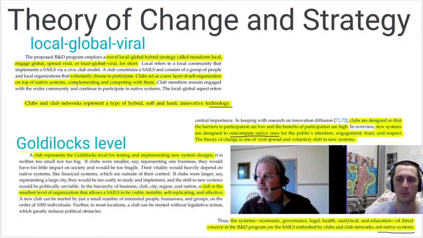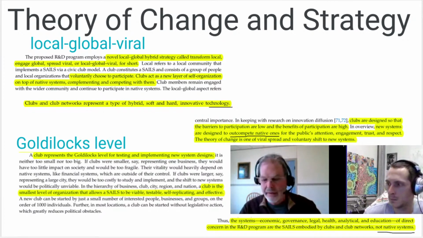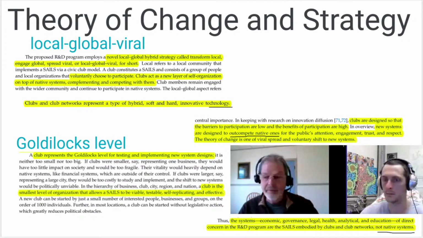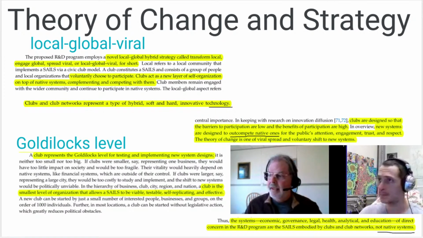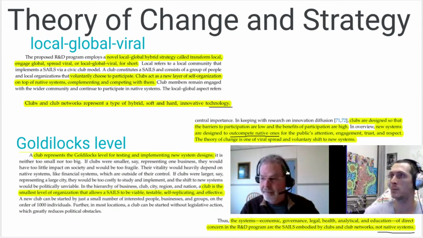So clubs are designed to basically outcompete native systems, and by native systems I mean the legal, economic, and governance systems that we are using today. These new systems will obviously be designed for a purpose, and that purpose is to benefit and improve the quality of life and the security of participants. If they achieve that, they will outcompete native systems for the public's attention, engagement, trust, and respect. That is what they should do, and if they do, then their use would quite naturally spread in a viral fashion.